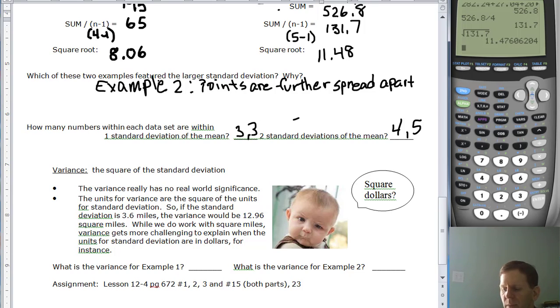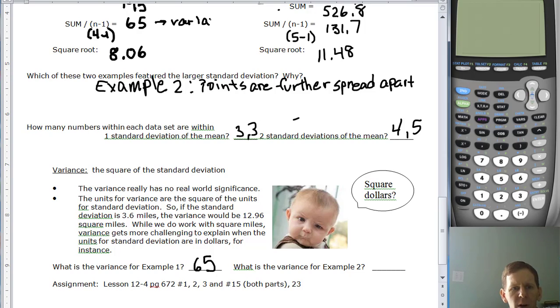In the first example, if you were to take 8.06 and square it, you would get a number pretty close to 65 here. This is the number that we square rooted to get 8.06. So for example 1, the step that we'd get before square rooting is the variance. That's this number here. Standard deviations have a unit that's the same as what we're working with, so the standard deviation for our examples here would be in points. So officially, the variance here would be 65 square points. I know that's kind of strange, but that's officially what it is.